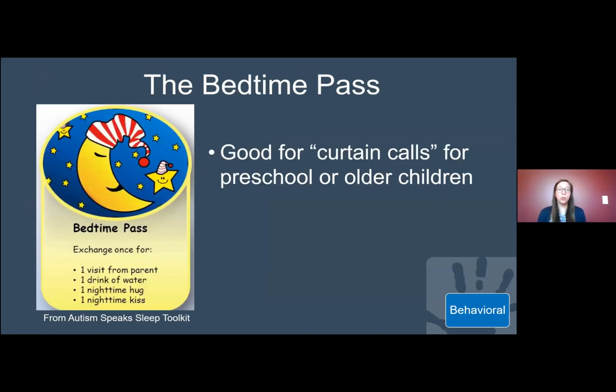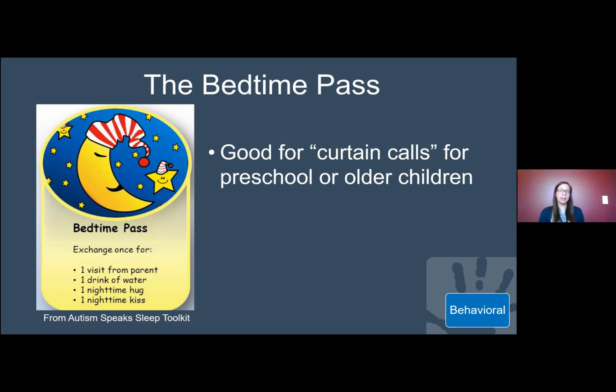So one tool that I wanted to talk about that's particularly good for bedtime resistance and those curtain calls. So if your child is getting out of bed frequently or out of their room frequently to say, hey, I need to eat, or drink water, or all sorts of things, this is good for preschool or older children: the Bedtime Pass.